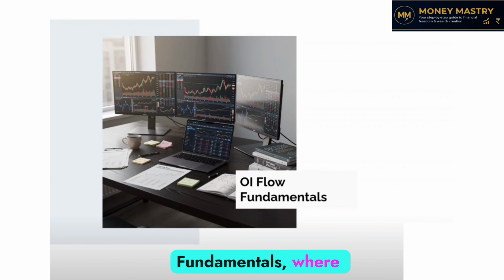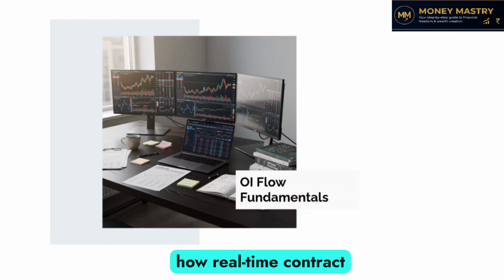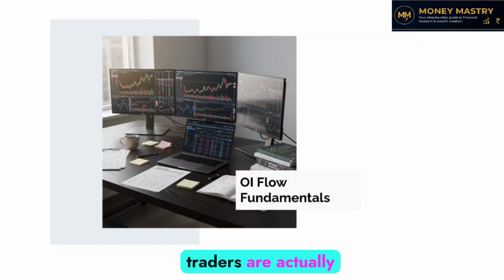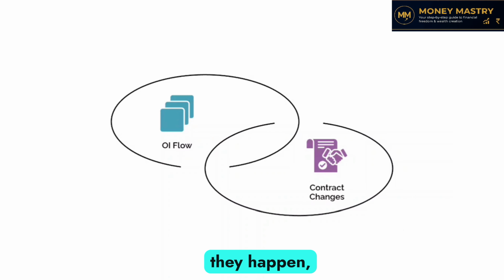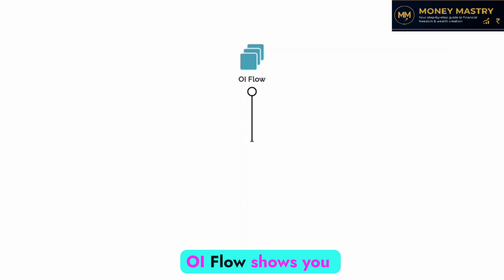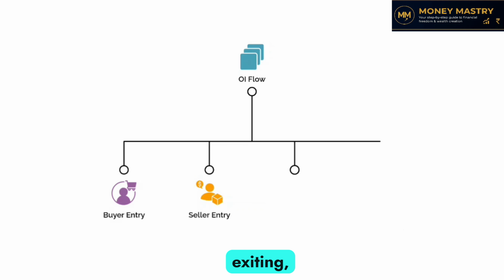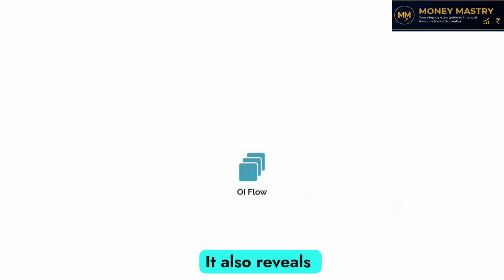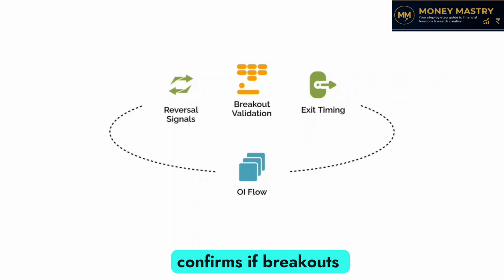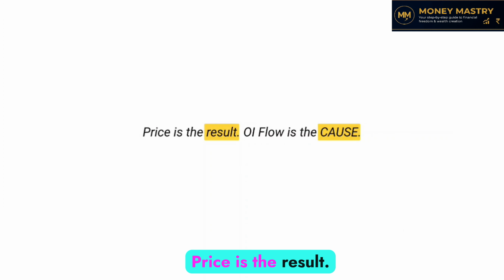Welcome to OI Flow Fundamentals, where we'll uncover how real-time contract changes reveal what traders are actually doing in the market. OI Flow tracks contract changes as they happen, giving you a live window into position shifts across the market. OI Flow shows you who's entering, who's exiting, whether momentum is building, and whether trends are weakening. It also reveals reversal signals, confirms if breakouts are real or fake, and tells you when to exit. Price is the result. OI Flow is the cause.